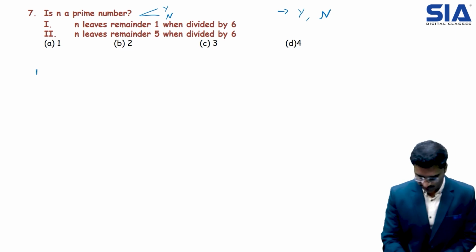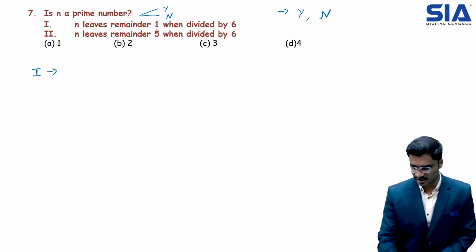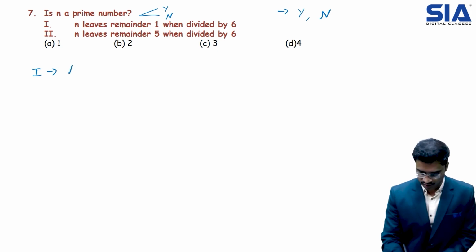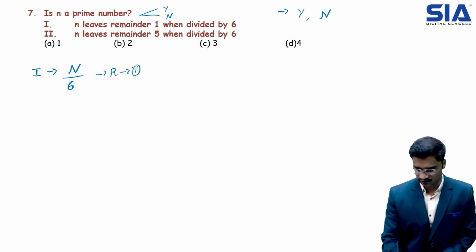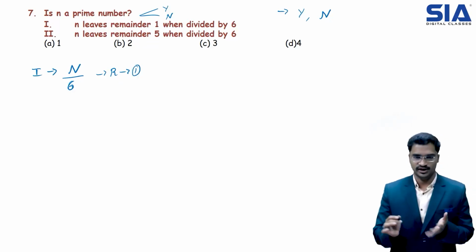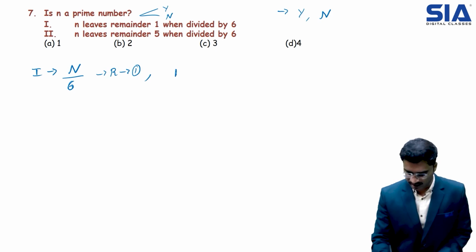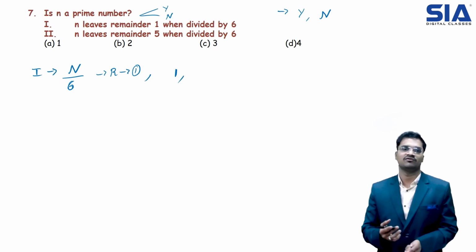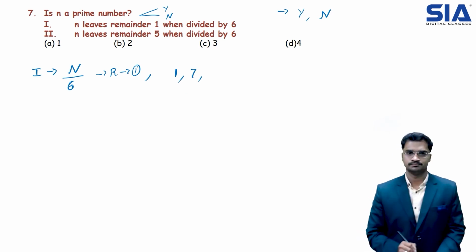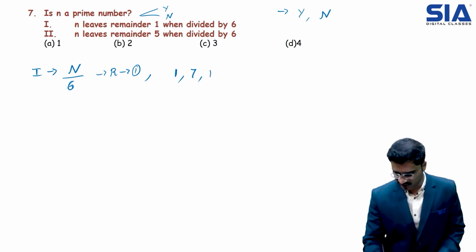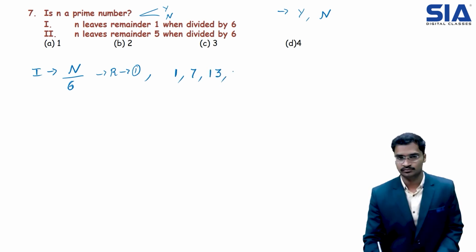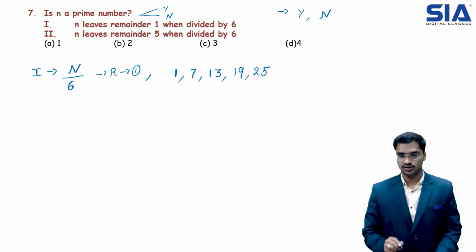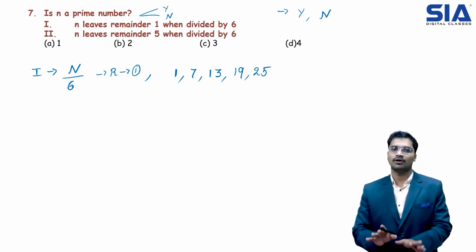So let us see. The first statement says n leaves a remainder 1 when divided by 6. So when n is divided by 6, the remainder is 1. So what are the values of n? n can be 1, because 1 by 6 leaves a remainder of 1. In the same way, n can be 7, 13, 19, 25. So let us see if n is a prime number or not.